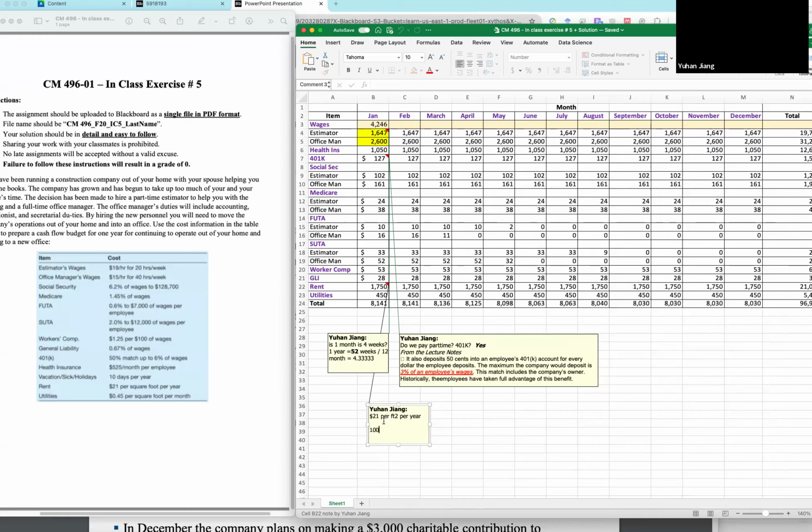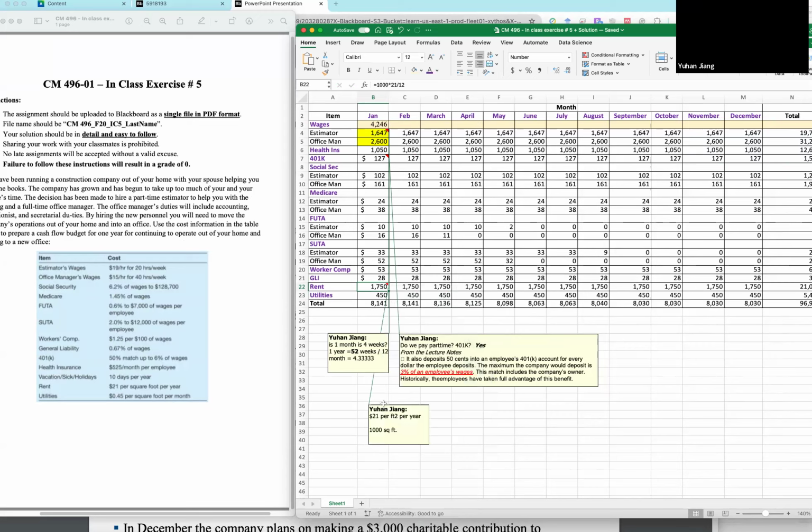So you will have a 1,000 square feet office. A 1,000 square feet office is kind of like our classroom size. So you will get 1,000 square feet times $21 a year. You divide by 12 months to get this number, right? So I'm going to show this one here.